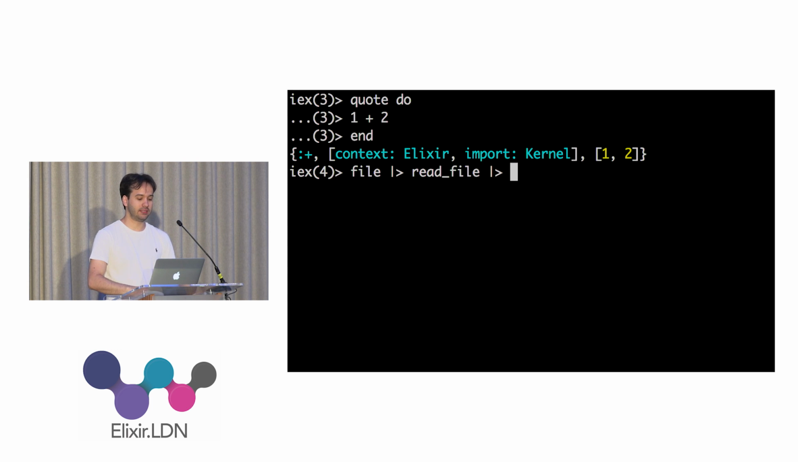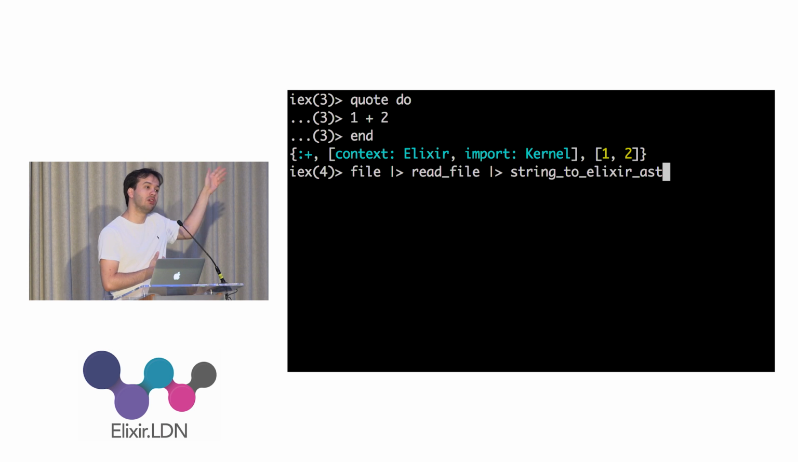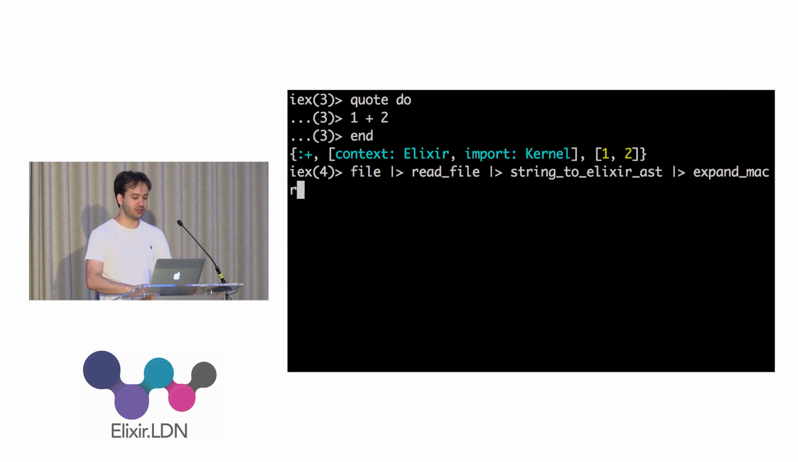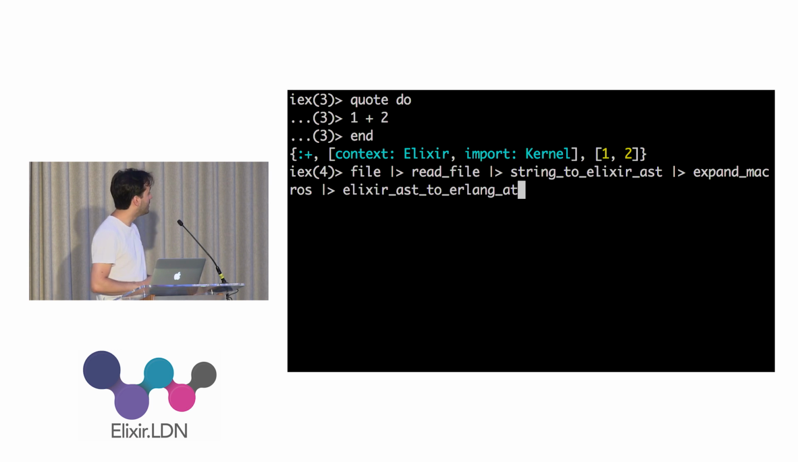Then the next thing we do is convert this string, this text we got from the file, to Elixir AST, which is the process we just saw. Then we expand all of the macros in the Elixir AST. We go through the AST expanding everything we can expand. That returns still Elixir AST, but without macros, with all code expansion that we could possibly do already done. Then we get this final Elixir AST, and we convert that to Erlang AST, okay?